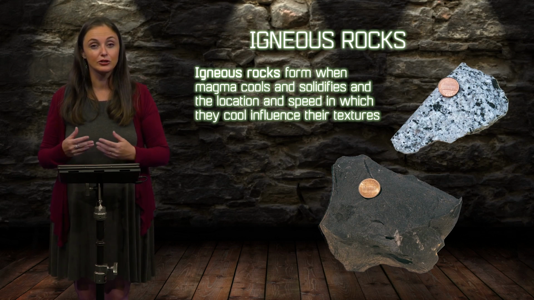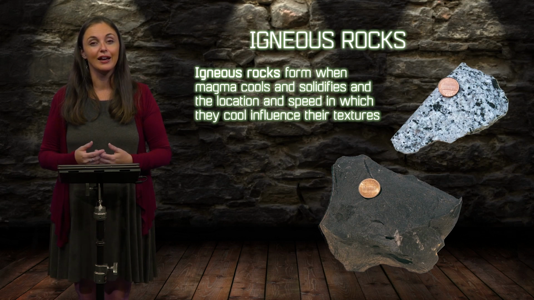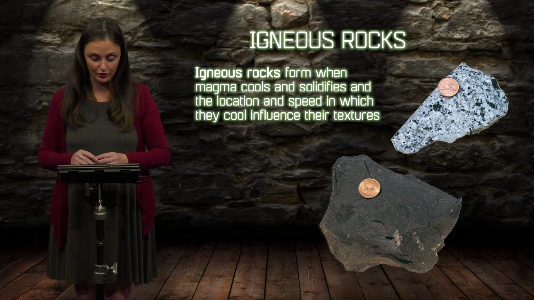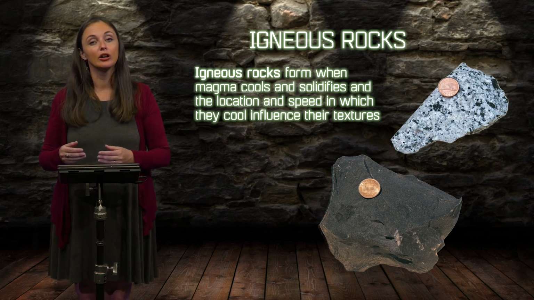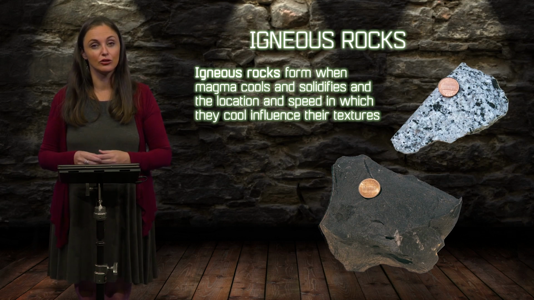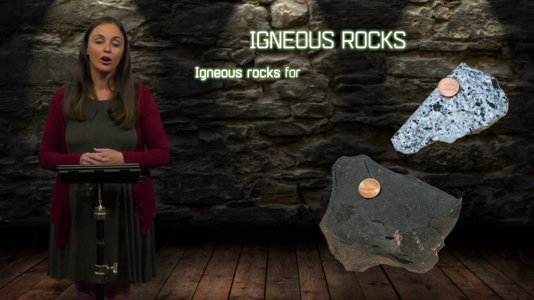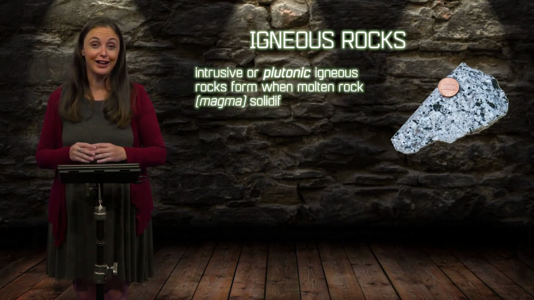In fact, this first picture that I'm starting you guys off with today is of one rock that has cooled very slowly underground. We're going to call that an intrusive igneous rock. And one picture is an extrusive igneous rock, one that's cooled very quickly at the surface. So intrusive rocks are also in some cases called plutonic rocks.